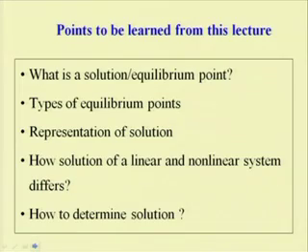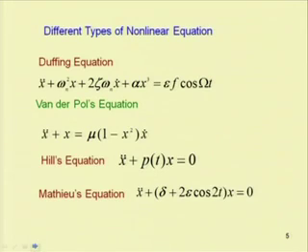In those cases we have studied many different types of equations. For example, we have studied the Duffing equation, where the equation can be written in this form: x double dot plus omega n square x plus 2 zeta omega n x dot plus alpha x cube equal to epsilon f cos omega t, where x is the response of the system, f is the amplitude of the forcing, and omega is the frequency of the forcing function.